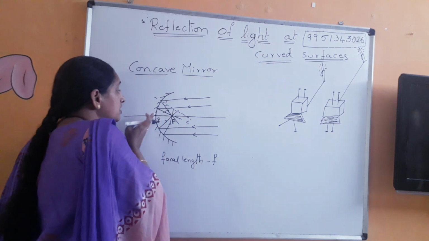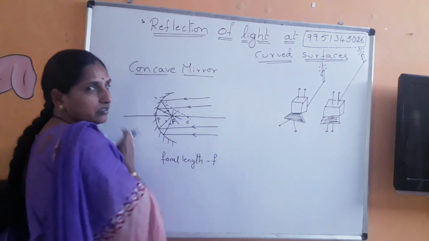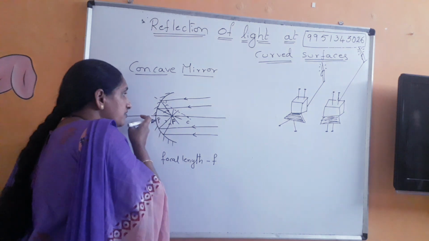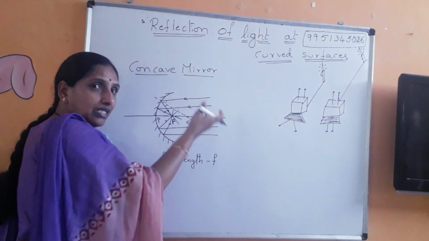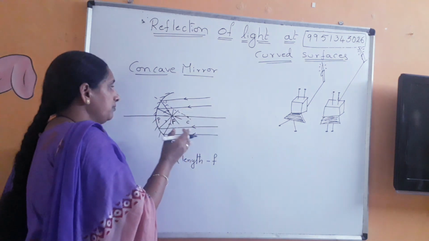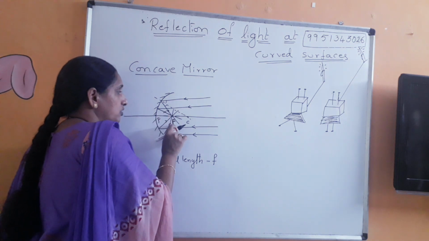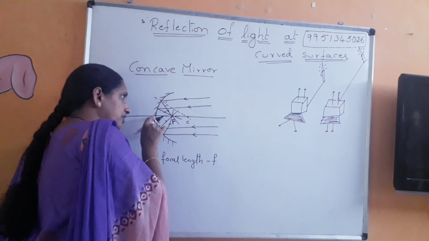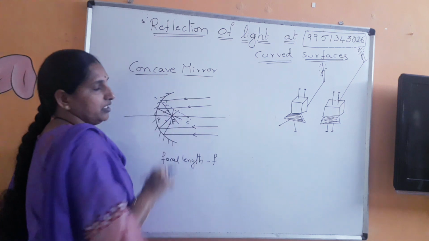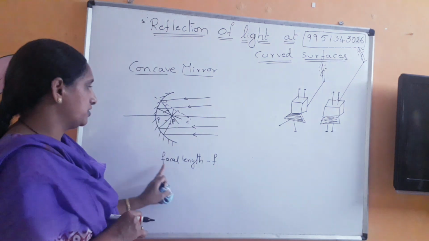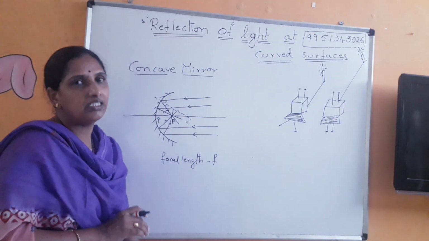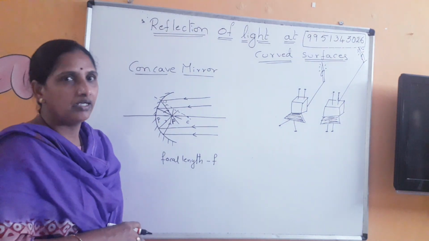How are we measuring the distance? From the pole of the mirror. Why I am saying from the pole of the mirror, you will learn in the next classes. But try to remember now, you are going to measure the distance of the focus from the mirror, that is, from the pole. That is called the focal length f. Is it clear?